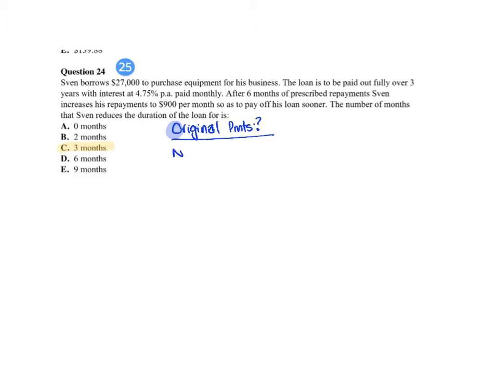So what I'm going to do is go N. Now, he would have this for 3 years, paying out monthly. The interest rate was 4.75. The PV, he borrowed, so they gave it to him, 27,000. The payment is what I want to know, because I want to know what he's paying for that first 6 months. FV is 0, and PPY equals 12.